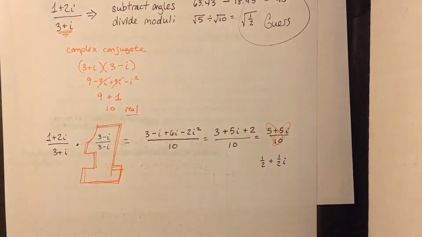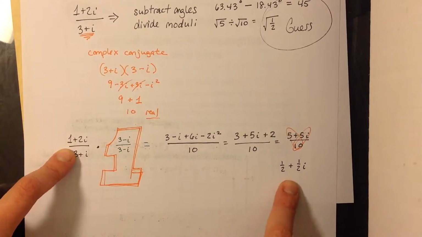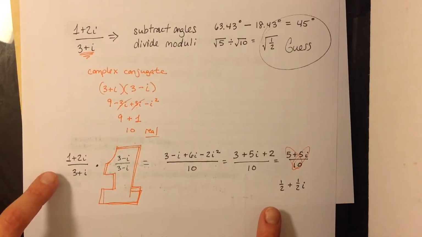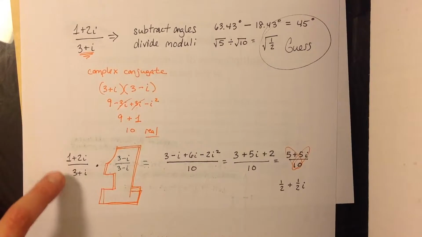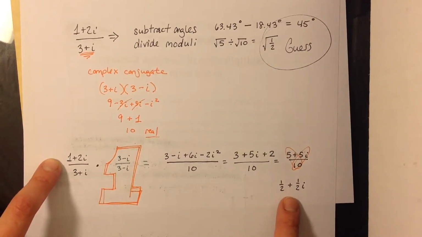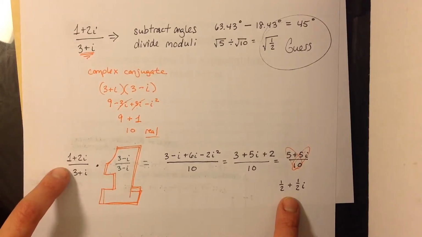So dividing this guy here is the same as this. These are equivalent in quantity. So let's prove that. Our guesses right now were that if I was dividing with these two, their angles are going to subtract, meaning the answer should have a 45-degree angle. And I should divide the moduli, so the modulus of this guy is supposed to be the square root of 1/2. So let's see if that happens.